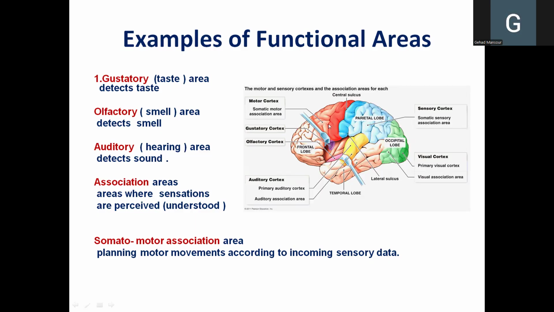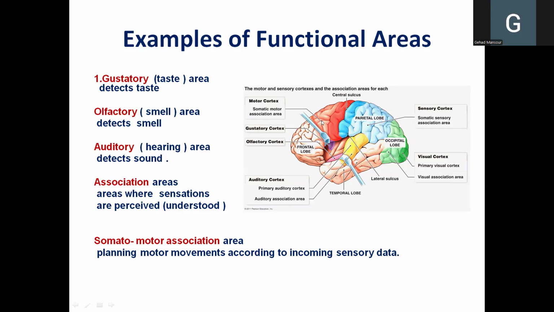Concerning the somatomotor association area, it's in front of, or anterior to, the motor area. As you can see, the motor area lies just anterior to the central sulcus. It's this red strip of brain material, and it lies in the frontal lobe, most posteriorly. And in front of it, we have the somatic motor association area.